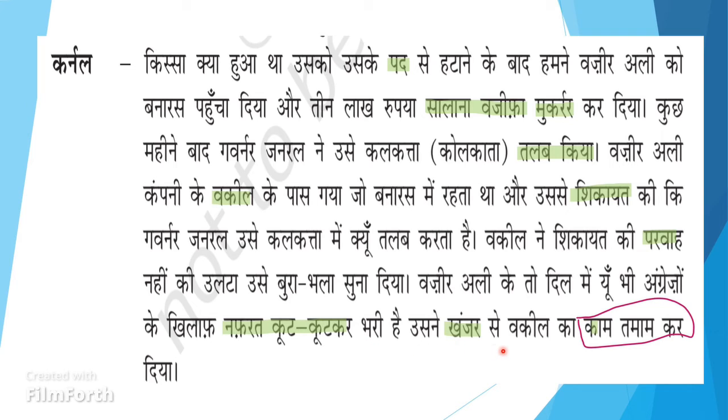उसने खंजर से वकील का काम तमाम कर दिया. He took out his sword and he just finished off the lawyer. खंजर means sword. काम तमाम कर दिया. Now children, काम तमाम करना is a muhavra which means to kill someone, to finish off someone.